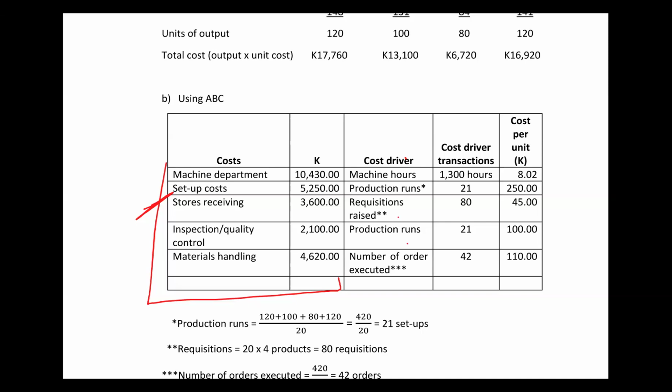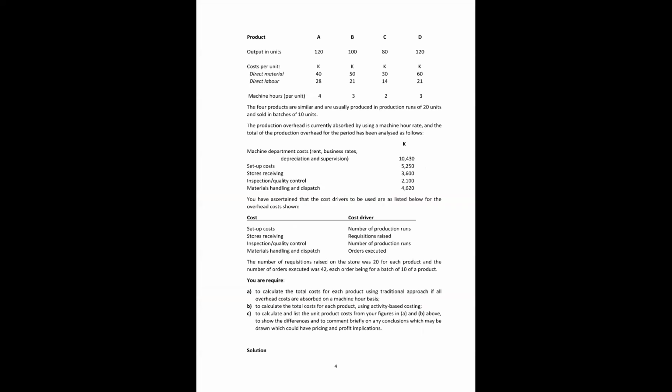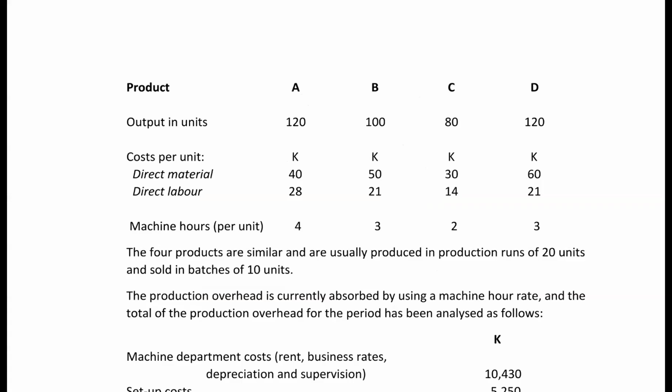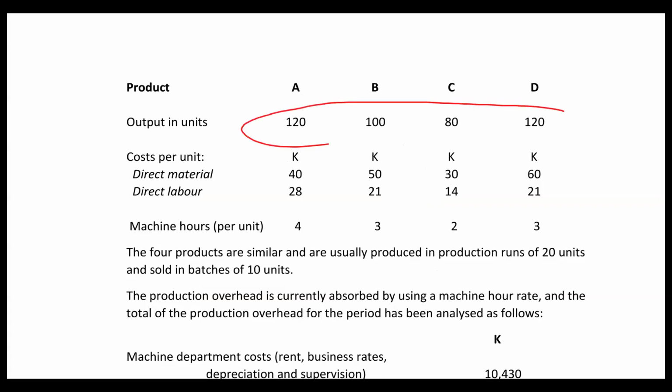How do we know the number of setups? I've already said, add all the units. When you total up all these units, we want to produce the production runs. Divide by 20, remember the production runs are 20 units per run. You get what I mean? There are 20 units for each production run.